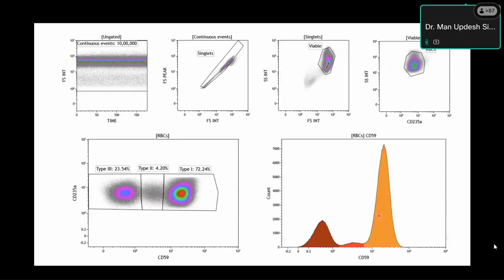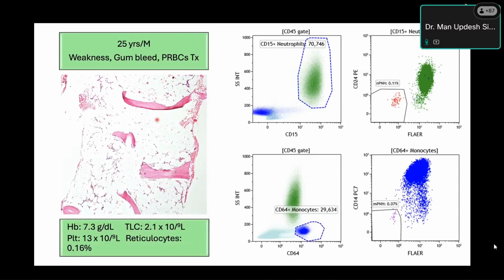So I'll just show a case of aplastic anemia, a 25-year-old male with an absolutely hypocellular bone marrow and pancytopenia. And you see the clone size here in neutrophils, absence of CD24 and FLAER in just 0.1%, and absence of CD14 and FLAER in just 0.01% of monocytes. That's the usual situation. There's usually a minor or rare clone present in aplastic anemia. Obviously, it's not that we never see a large clone at times, but generally you see a very minor clone associated with aplastic anemia patients.